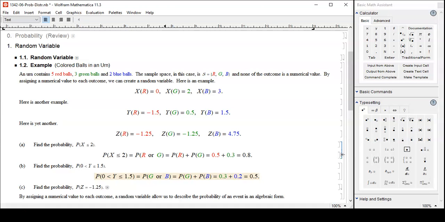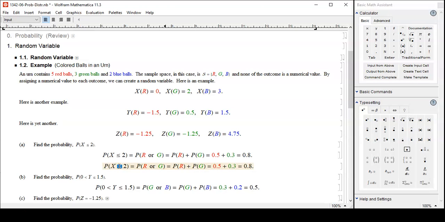Does it make sense? What if you change a problem like this, for instance? If this is strictly less than 2, then let's see, in this game, strictly less than 2, so red is okay, 0 is strictly less than 2. Green is not okay because it's equal to 2, but now I change the problem to strictly less than 2, so I just get red only. So the answer is 0.5, and that's the end of the problem.